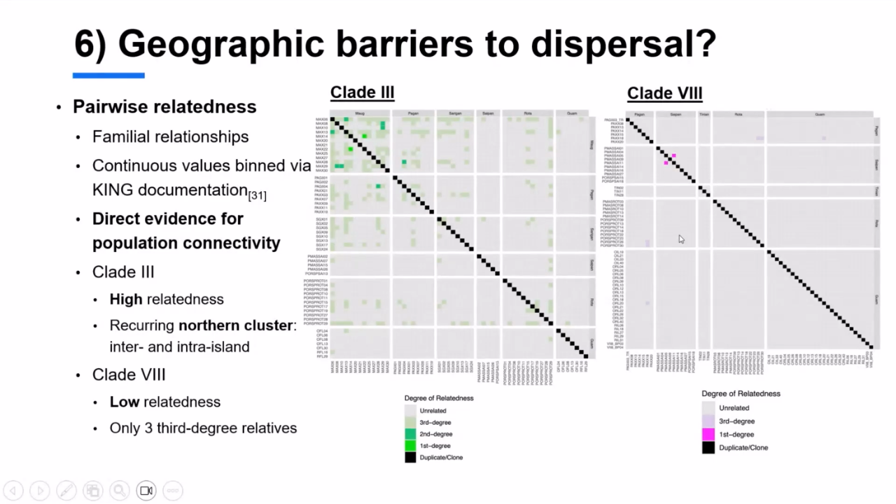And here's that parallel analysis for clade 8. So very contrasting in terms of the amount of relatedness. Almost no relatedness. Only 3 genotype comparisons were determined to be even third degree relatives. You'll notice there is a single pair of first degree relatives, but those are those outlier genotypes that we talked about a little bit ago.